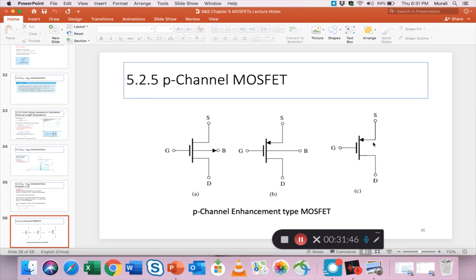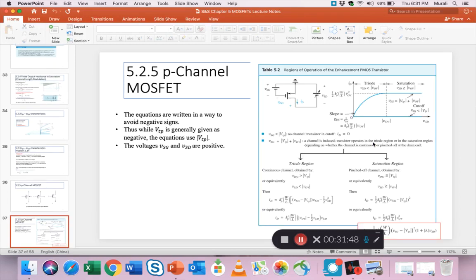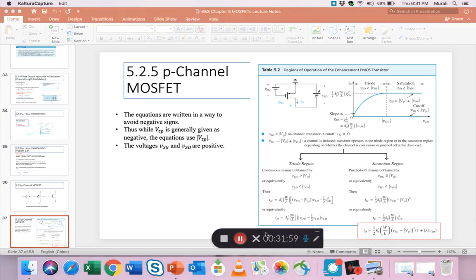I'm on slide 36, where we introduce P-channel MOSFETs, PMOS. And here also I brought something new that I thought I should mention before we go to solving problems.